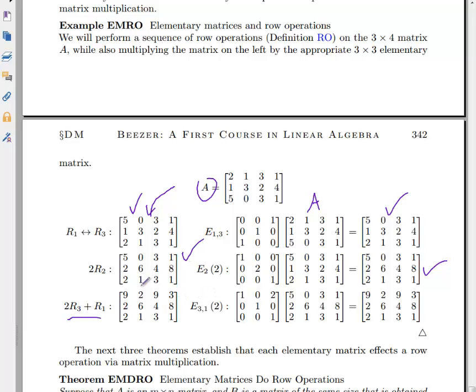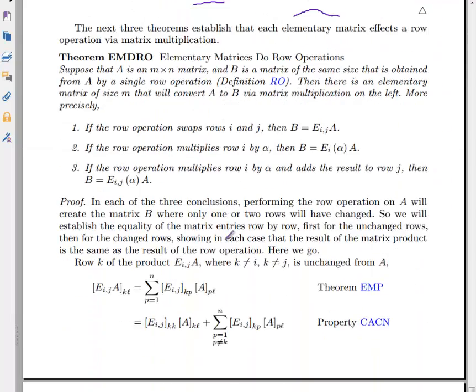Finally, this type of row operation, if I take 2 times the third row plus the first row, you'll end up with this result. I could have obtained that same result by using this elementary matrix and multiplying. Okay, so the result is summarized here.